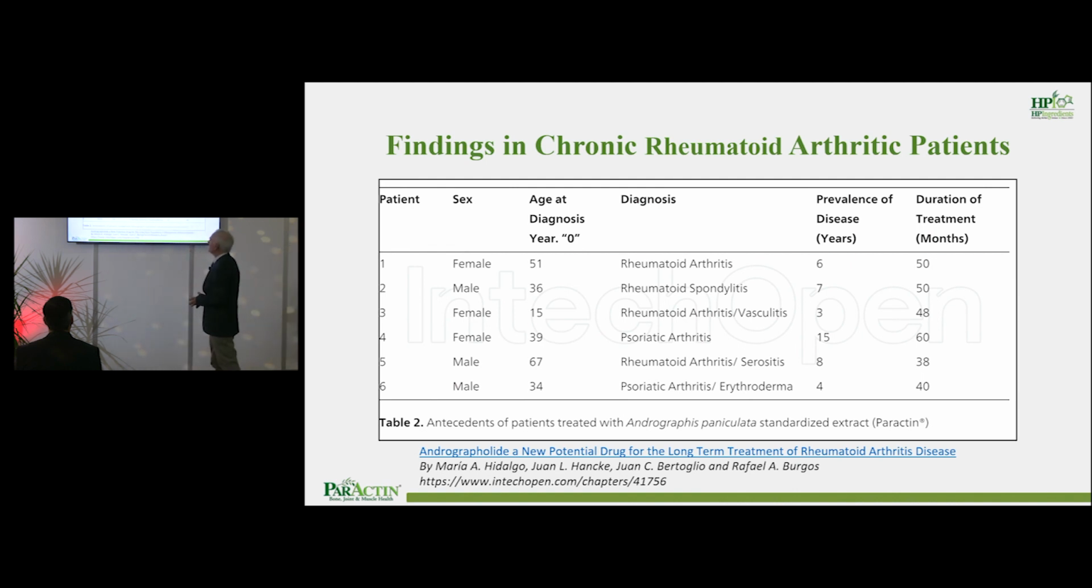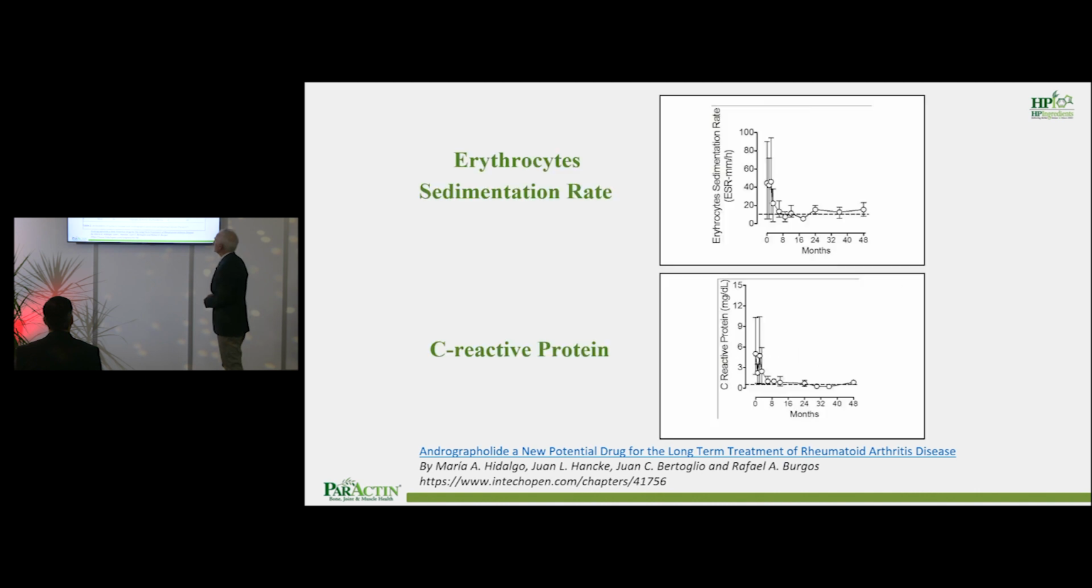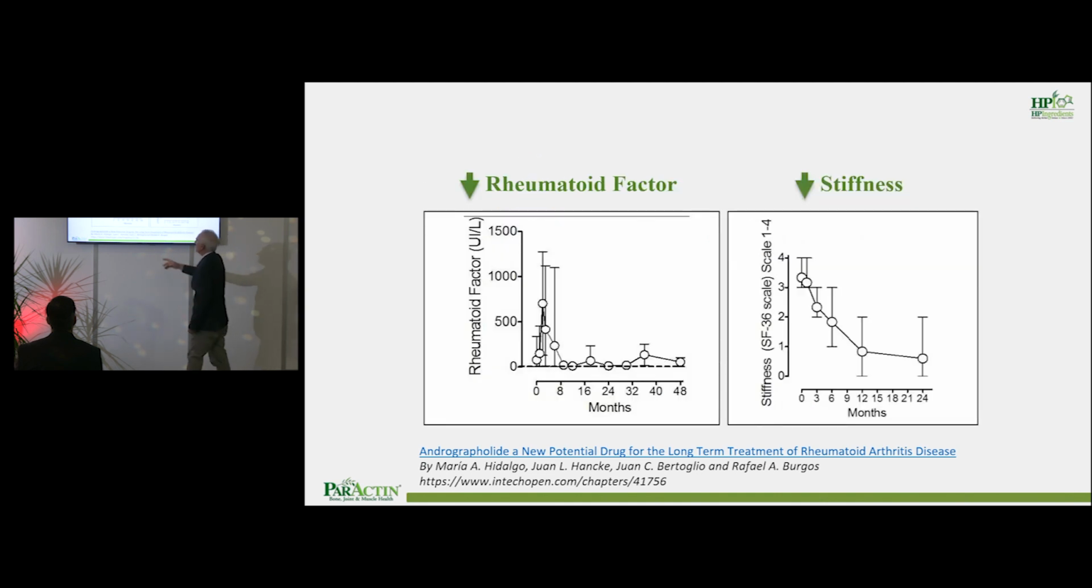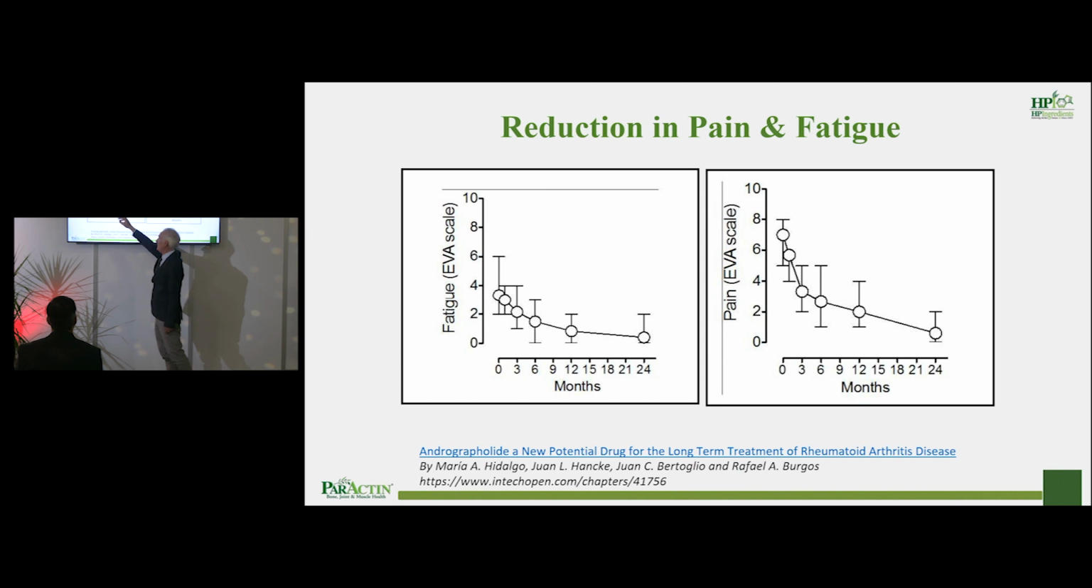And the results show, next one, that there was a decrease in the erythrocyte sedimentation rate and the C-reactive protein. Next one. And in the rheumatoid factor and stiffness. Next one. And in the fatigue and also in pain. And this is interesting because this is a symptom that affects many patients suffering from autoimmune disease. Next one.